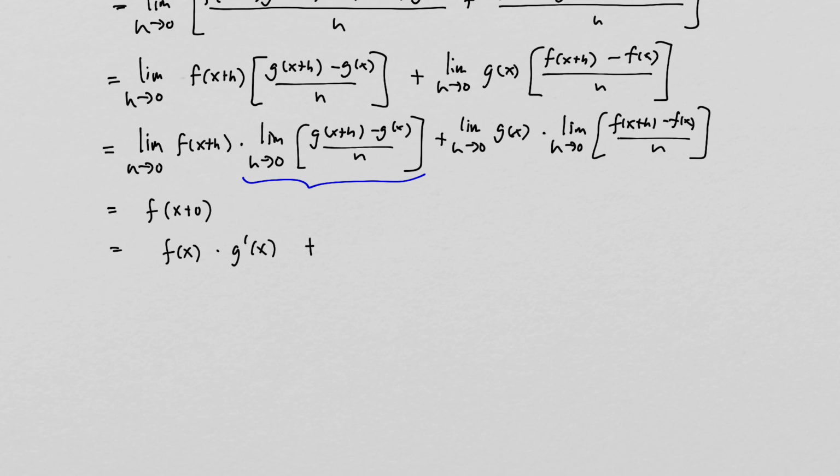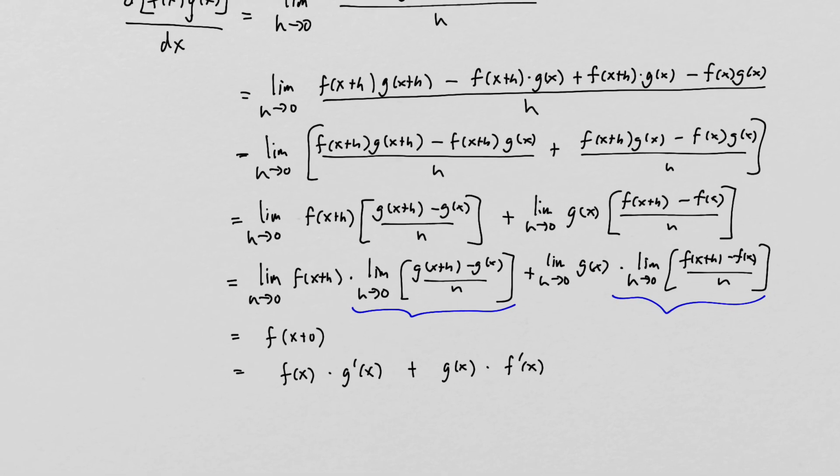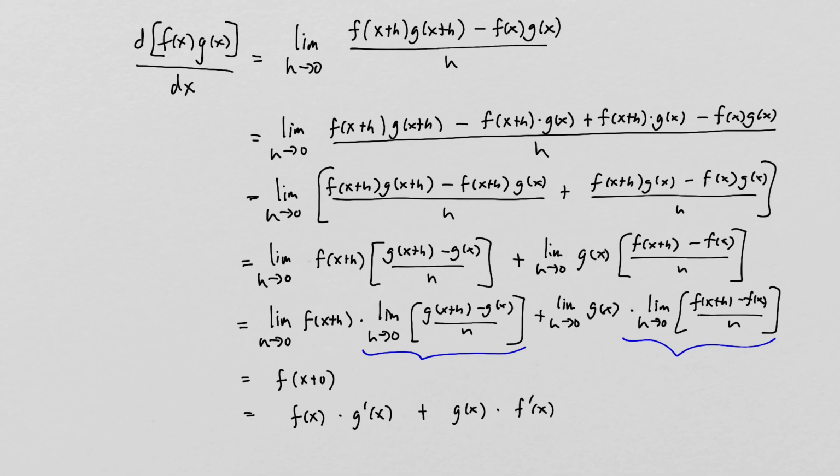Plus, over here I have the limit as h goes to 0 of g of x. g of x is a constant compared to h, so that's just going to equal g of x. And then this limit is also the definition of the derivative, but this time it's the derivative of f of x, and so that's f prime of x. And so in the end here, we have the result. The derivative of f of x times g of x is f of x times g prime of x plus g of x times f prime of x.